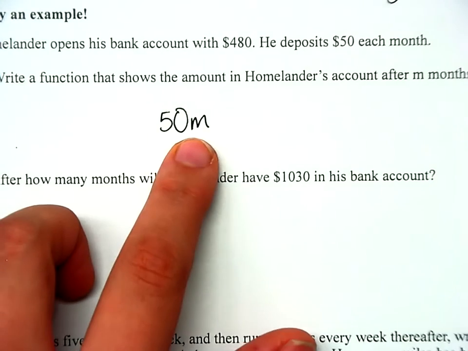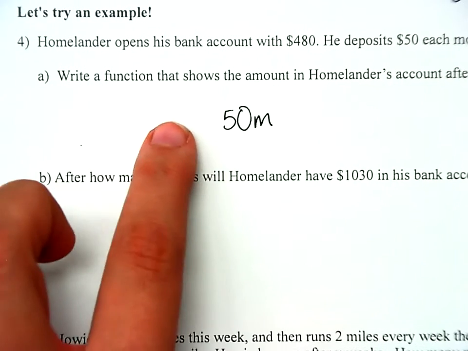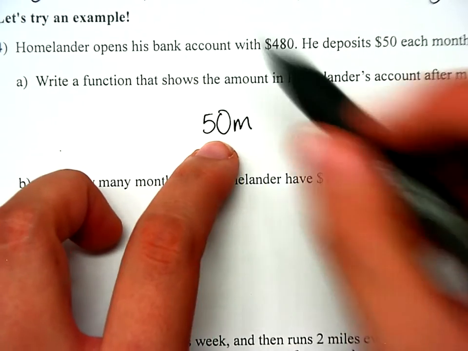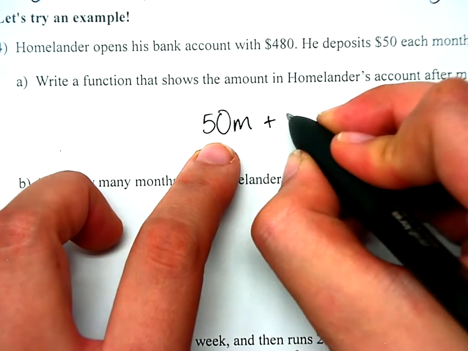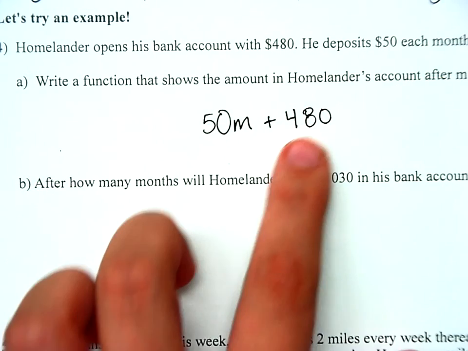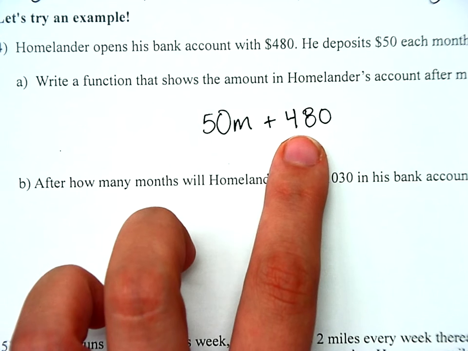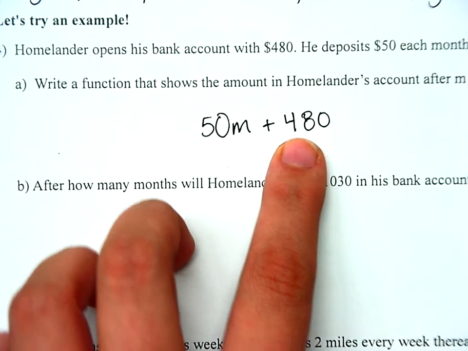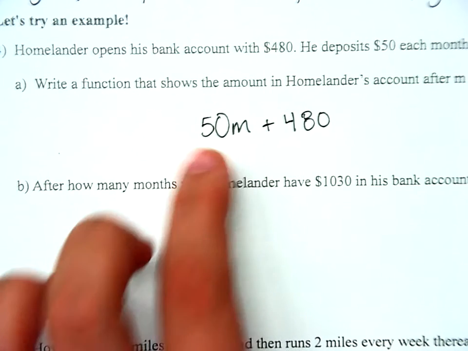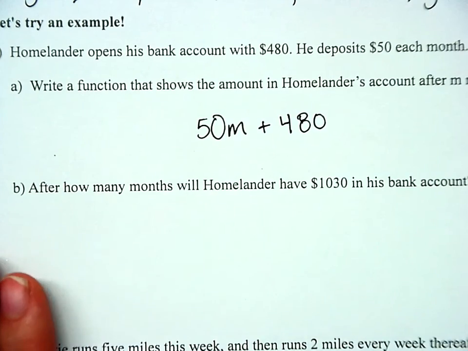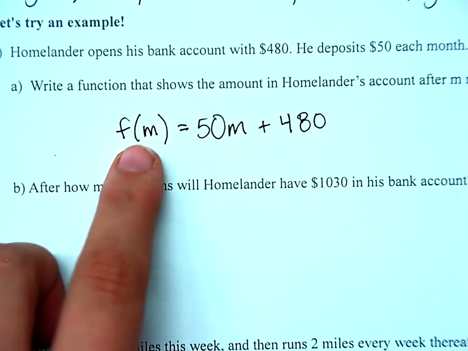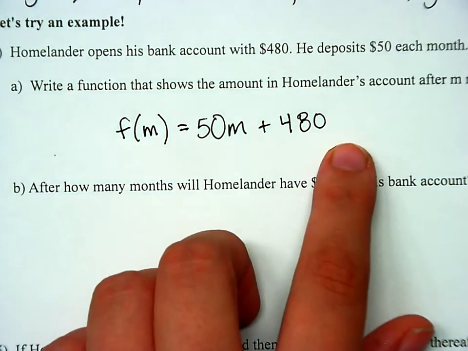And the last thing I need to write is my initial amount. I can write it first or I can write it last. It really doesn't matter. But our initial amount is $480. So we're going to add $480. So what this tells me is Homelander, no matter what, is going to have $480 in his account. Then after each month, we're going to add another $50. That's what this represents. And then just to make this a function, we're going to say f of m equals. So it's saying the function is this right here.